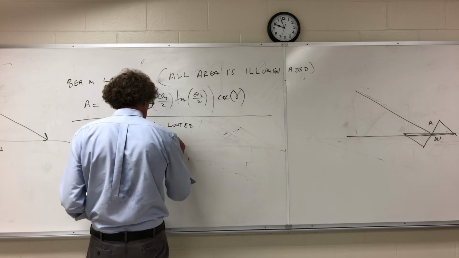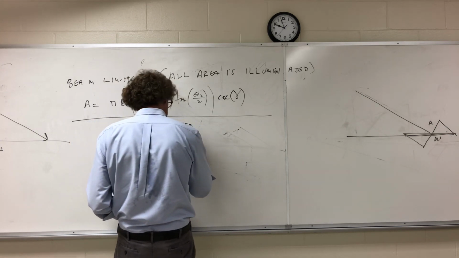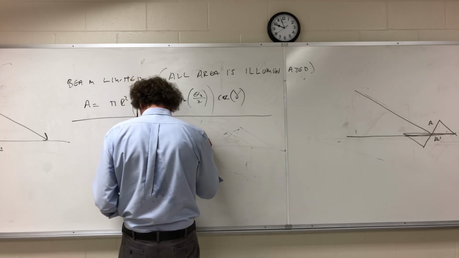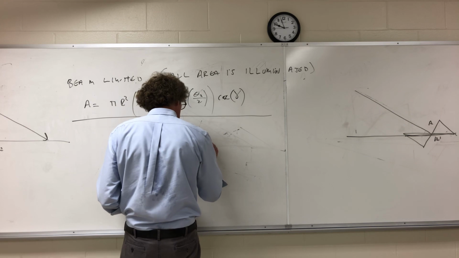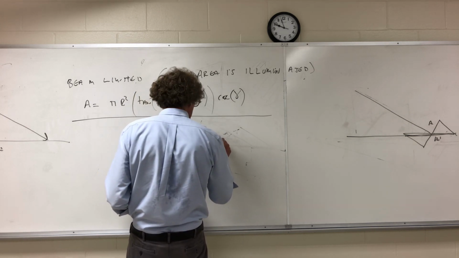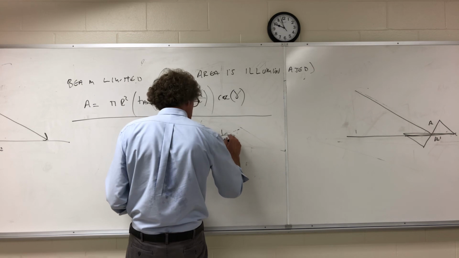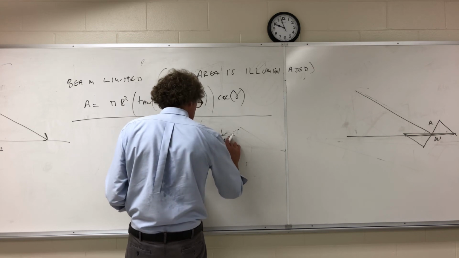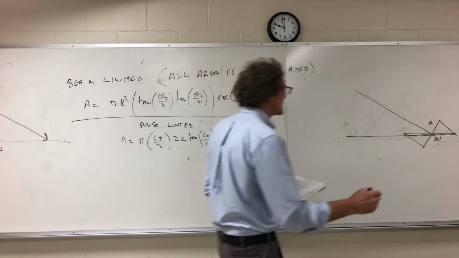2r times the tangent of the 3 dB angle over 2, times the secant. It's really 1 over cosine, 1 over the cosine of the actual angle. And he uses this angle right here.